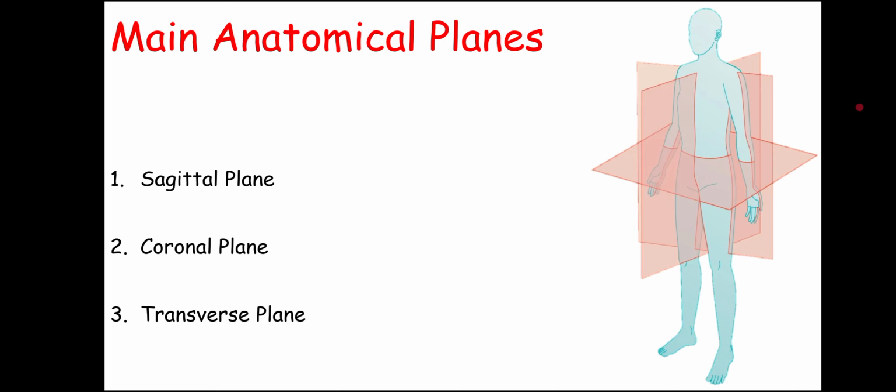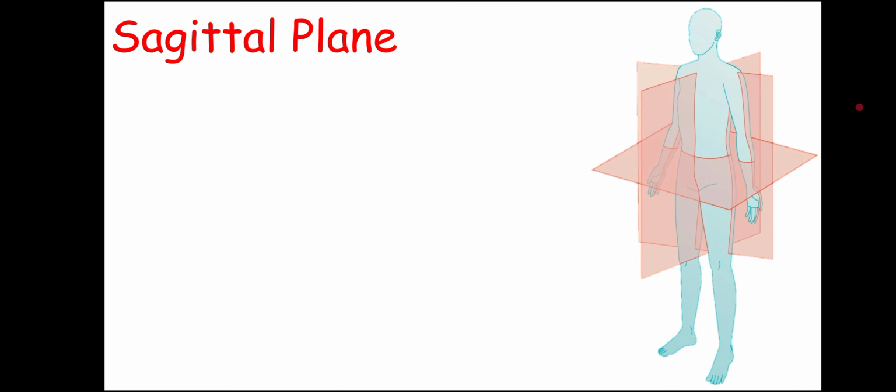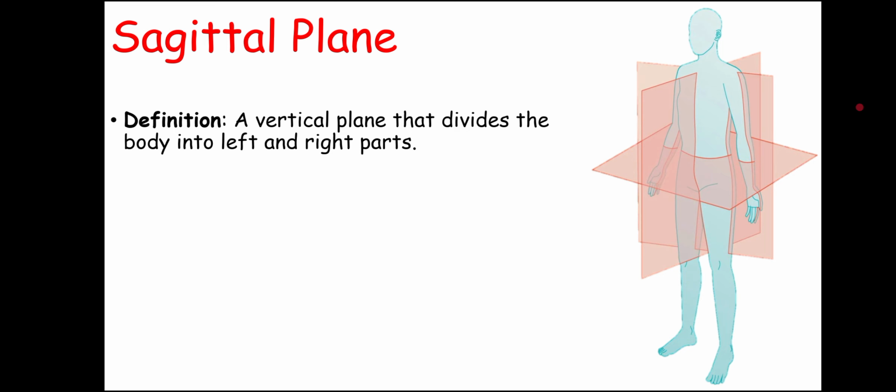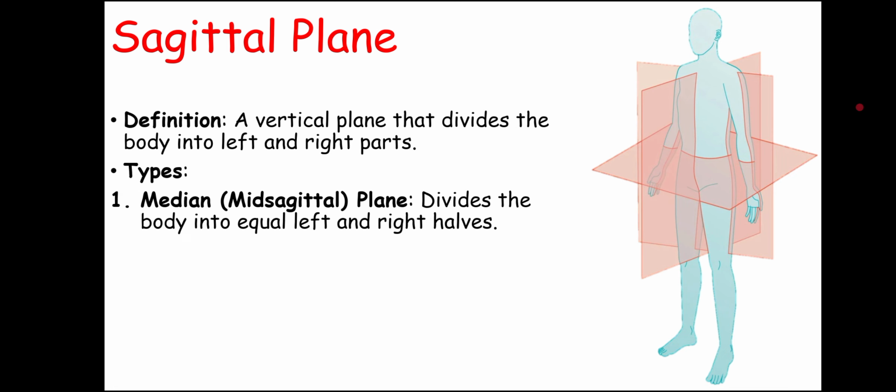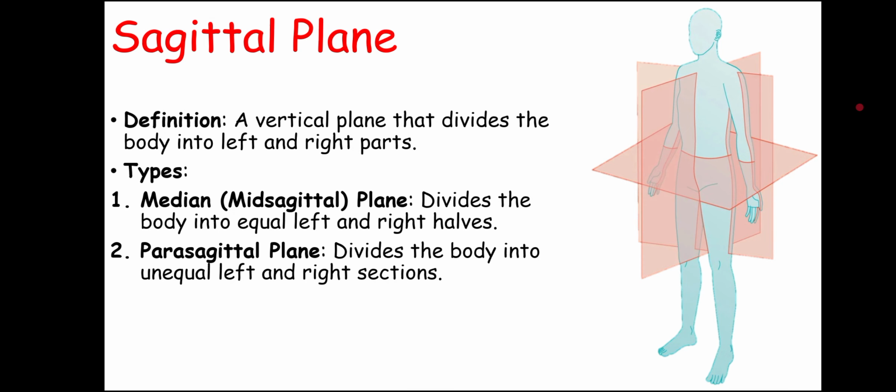So the first plane we will talk about is the sagittal plane. We will start with the definition. The sagittal plane is a vertical plane that divides the body into left and right halves. So the plane that divides the body into left and right halves is the sagittal plane. It has two types. The first is the median plane or mid-sagittal plane that divides the body into equal left and right halves. And the other type is the parasagittal plane that divides the body into unequal left and right halves.